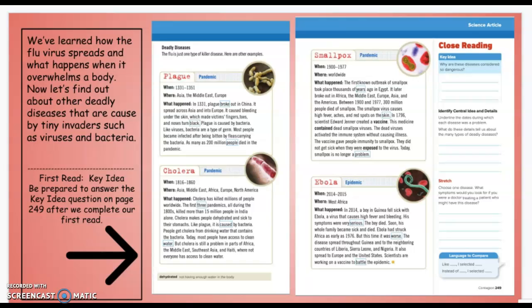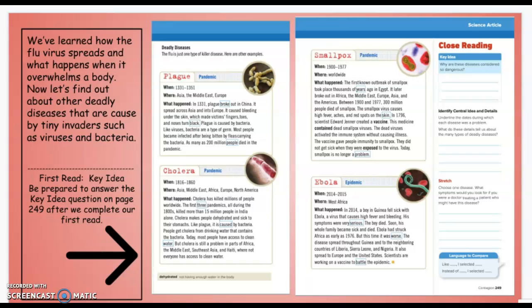The smallpox virus causes high fever, aches, and red spots on the skin. In 1796, scientist Edward Jenner created a vaccine. This medicine contained dead smallpox viruses. The dead viruses activated the immune system without causing illness. The vaccine gave people immunity to smallpox. They did not get sick when they were exposed to the virus. Today, smallpox is no longer a problem.